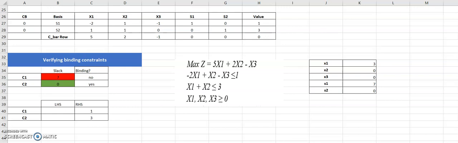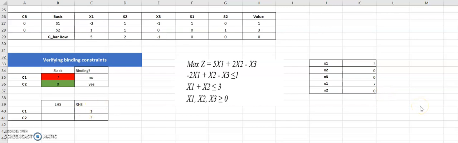Hello, this is the second part of the problem we did in the previous video. We've already solved the LP to optimality, and now we're asked to determine which constraints are binding. To see if a constraint is binding, we need to look at the slack variable. So this is the optimal solution, and we have S1 equal to 7 and S2 equal to 0.